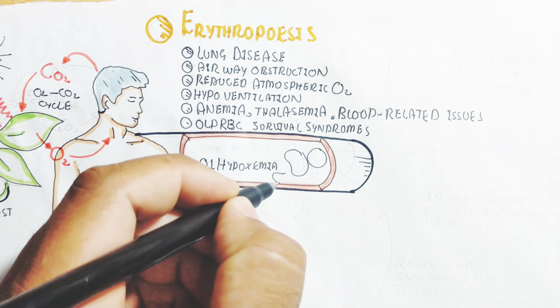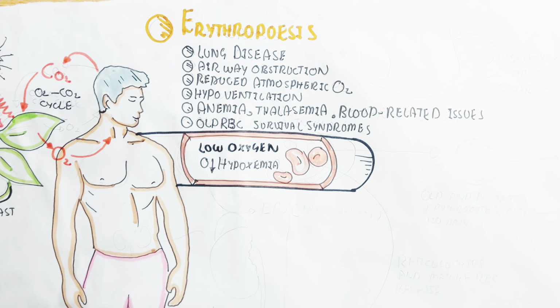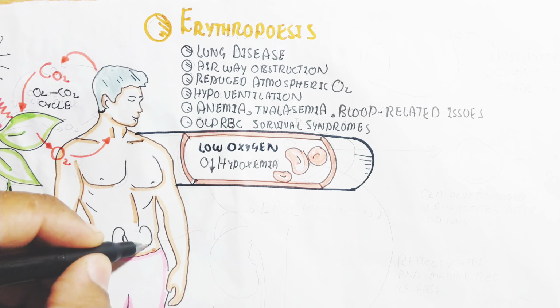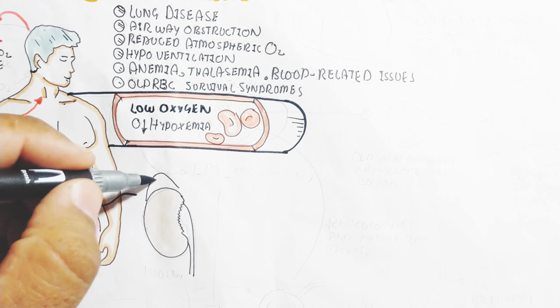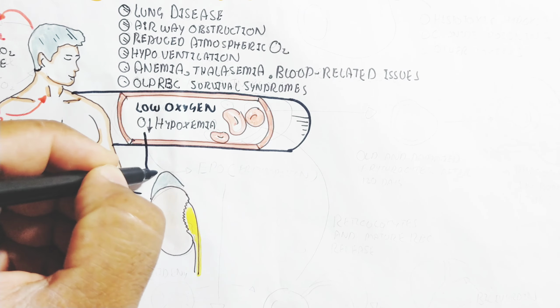In your blood circulatory system, when hypoxemia increases, the oxygen decreases, so a low oxygen level occurs. Your body senses this and becomes ready for the production of RBC. We will understand the mechanism in this video.